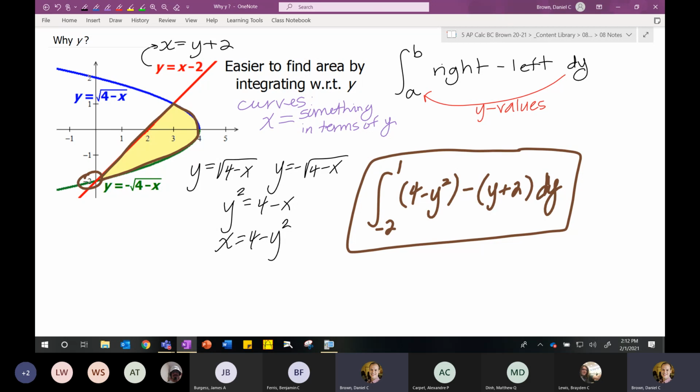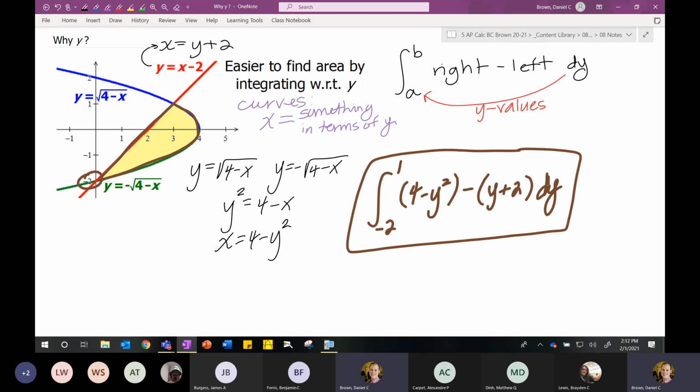So in the calculator, if you typed in 4 minus x squared minus x plus 2 dx, you'll get the same number as what that integral is. You just want to be careful, make sure you didn't write dx on your paper. It'd be great to leave it in terms of dy.